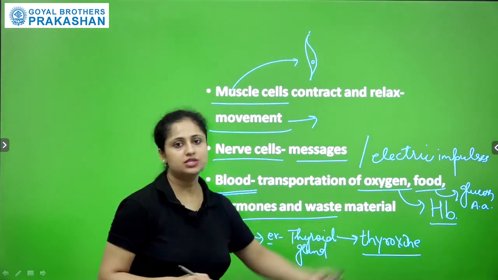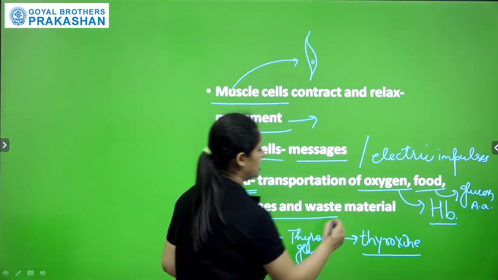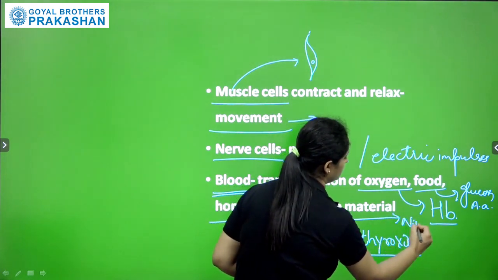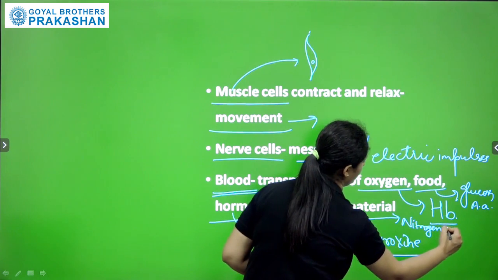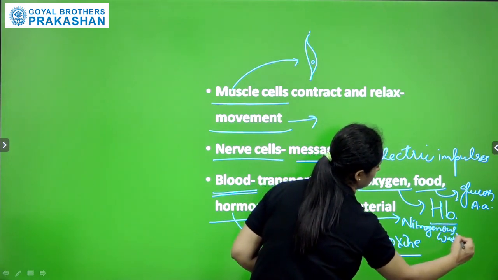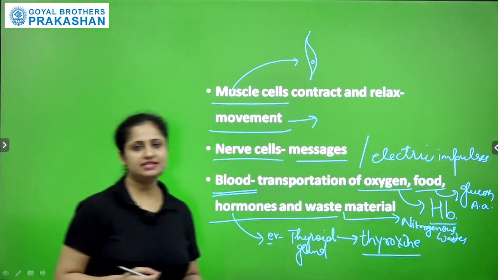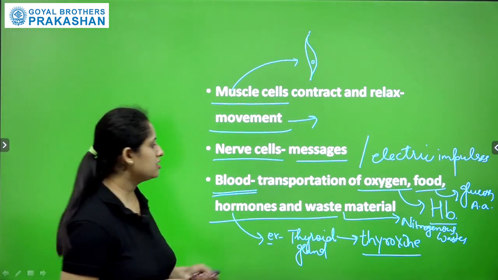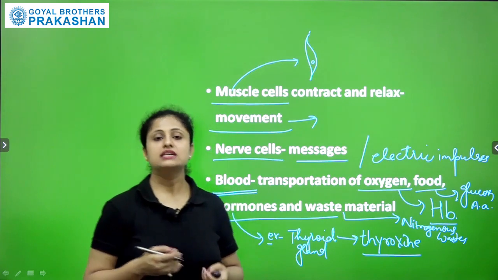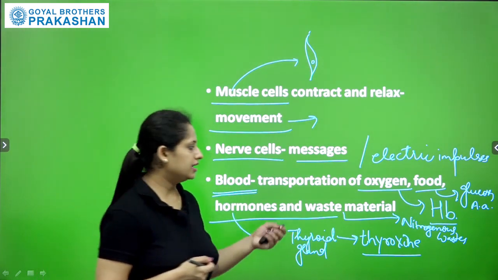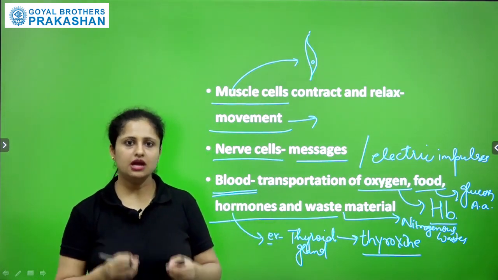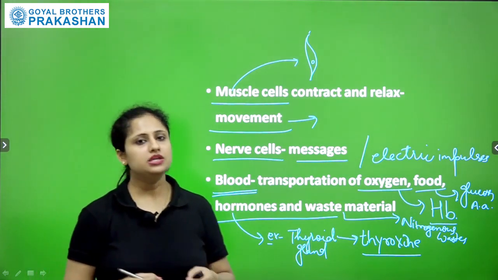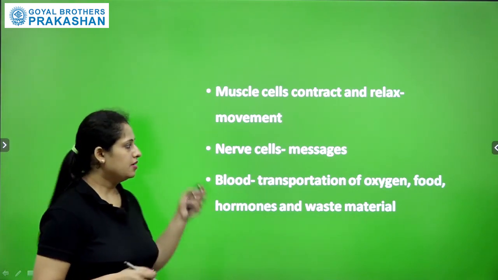Next, come to waste material. Waste material is transported by the blood, and those waste materials are in the form of nitrogenous waste like urea, uric acid, ammonia. In different organisms, the nature of excretory material is different. In some, the nitrogenous waste could be ammonia, in some it could be urea, and in some it could be uric acid.